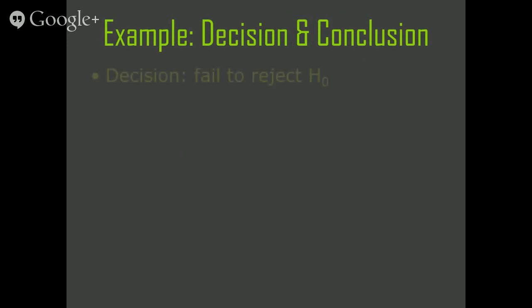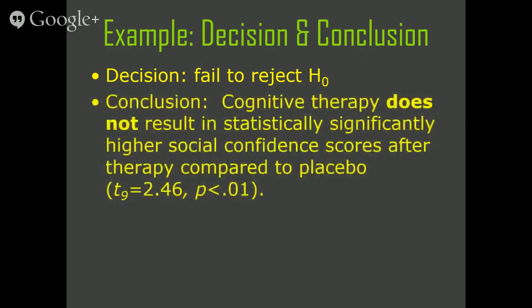All right, so our decision is that we failed to reject the null hypothesis because we did not have a big enough difference to satisfy our hypothesis test at the alpha level we chose, which is 0.01. Kind of a harsh alpha level, but we chose it. Our conclusion is cognitive therapy does not result, or you could say the evidence does not support the contention that cognitive therapy does this. People phrase this different ways. This is a little sloppy. Cognitive therapy does not result in statistically significantly higher social confidence scores after therapy compared to placebo.